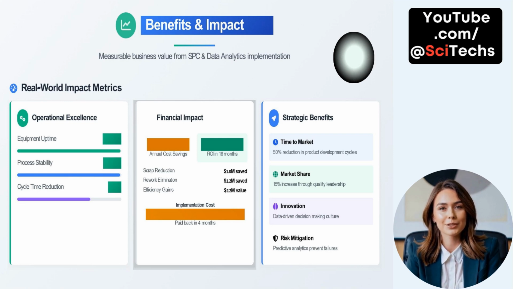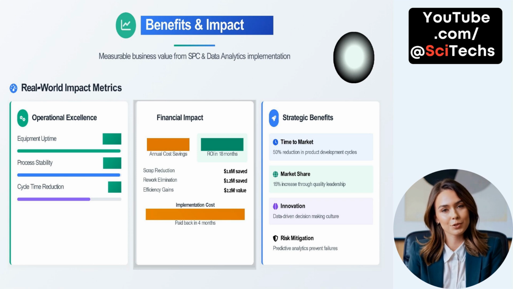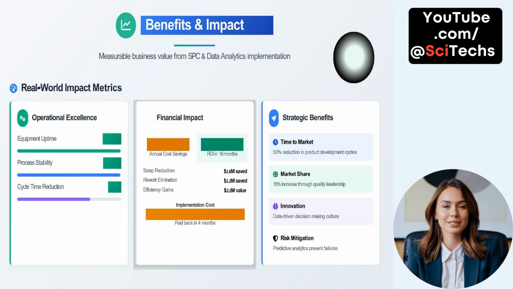Financially, the benefits are substantial. Companies can save $1.8 million through scrap reduction, $1.2 million by eliminating rework, and realize $2.2 million in value from efficiency gains. The return on investment is reached within 18 months, with implementation costs paid back in just 4 months, making this a financially sound initiative.